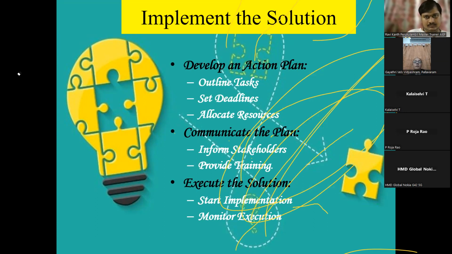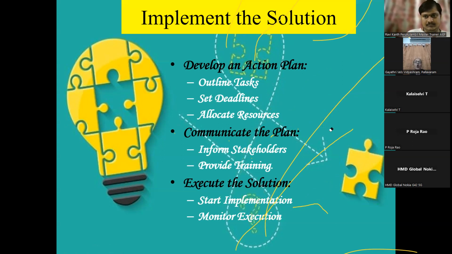First one, develop an action plan. Can you guess what it would be? We defined a problem. We found many alternative solutions to the problem. We evaluated them with many evaluation tools, and we selected the best solution. Now we are going to implement it. So what actually takes place in developing an action plan?